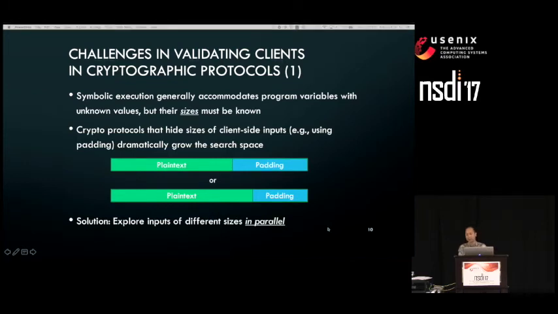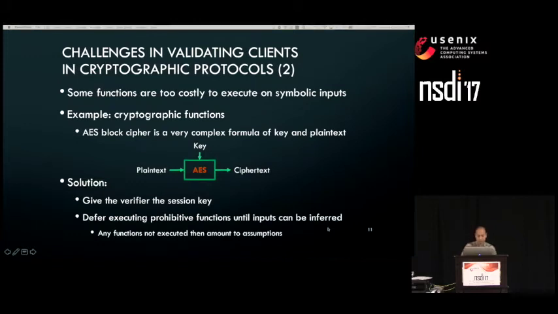The details of how we parallelize symbolic execution are in the paper, but for the purpose of this talk, I'm actually going to focus on a second challenge of cryptographic protocols. So here's the second challenge. This second challenge is actually one that no amount of parallelism can overcome. Some functions are too costly to evaluate on symbolic inputs, whether the cost is memory or CPU or both. And we call these prohibitive functions. In many cases, this is actually by design. The AES block cipher is a very complex formula of key and plaintext. And without knowing the key, it's designed to be very difficult to figure out what plaintext would have resulted in a particular ciphertext. And even with the key, the resulting expressions are very complex. If you carry them through symbolic execution, this could be expensive.